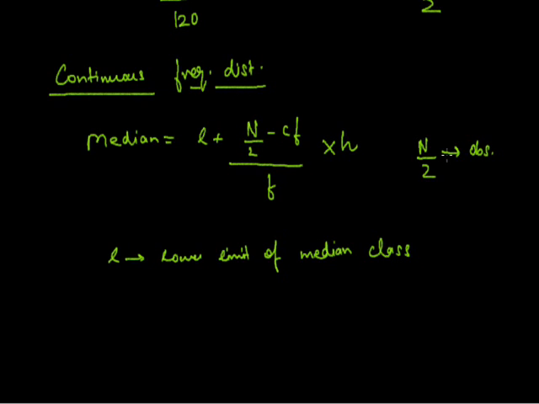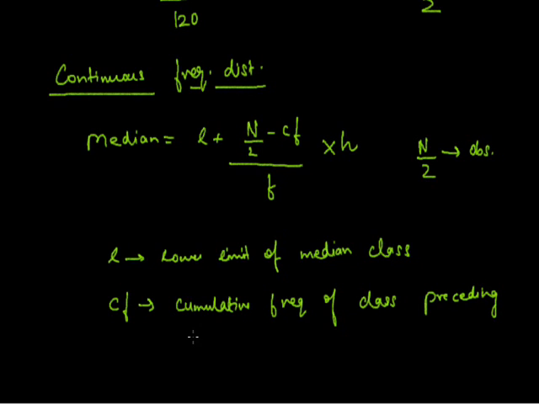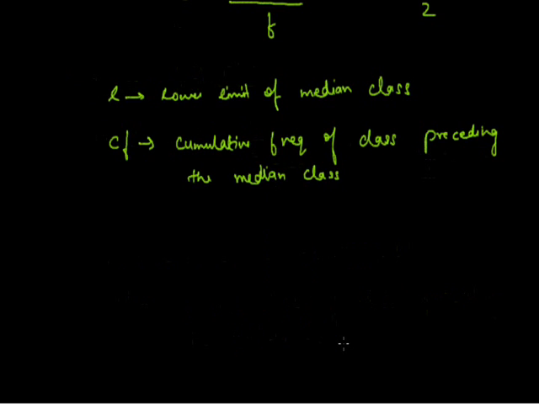And how to find that, we'll see on the basis of one example. First we'll understand these terms. So our n by 2 is what we need to find, to find our median class. Now CF is actually the cumulative frequency of the class preceding the median class.